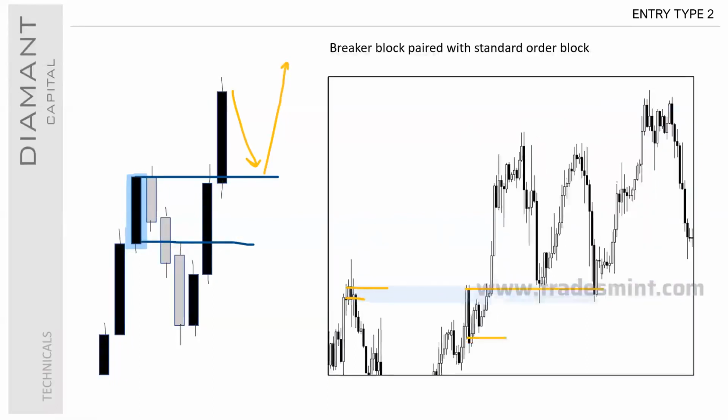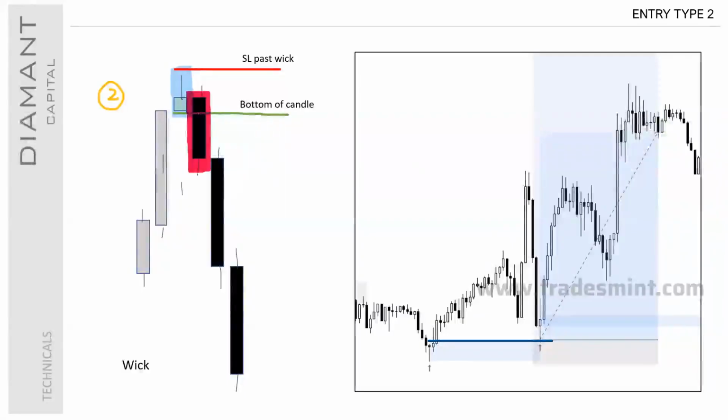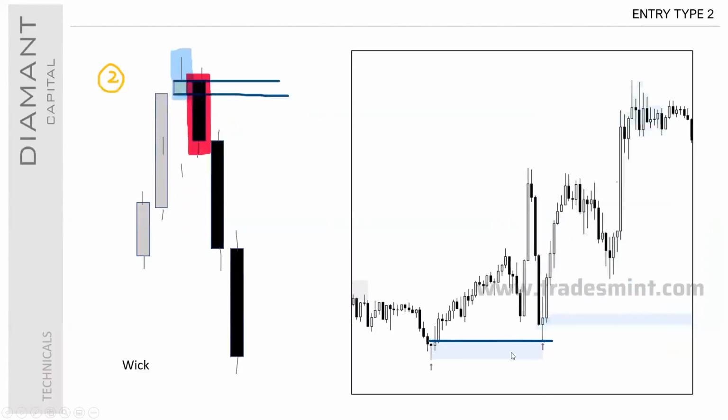Don't confuse yourself with all the different entry types. I'm just explaining to you how you could enter. So it could be off the wick, it could be off the body. If you really want to play it safe, the safest way with the largest stop loss would just be the wicks and then set stop loss past the whole candle.